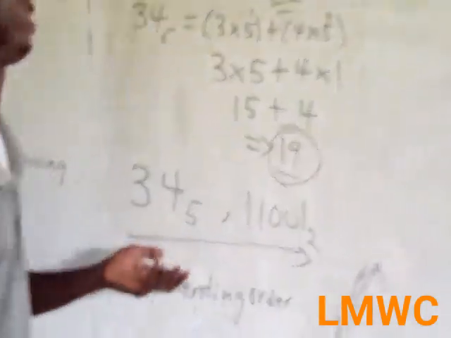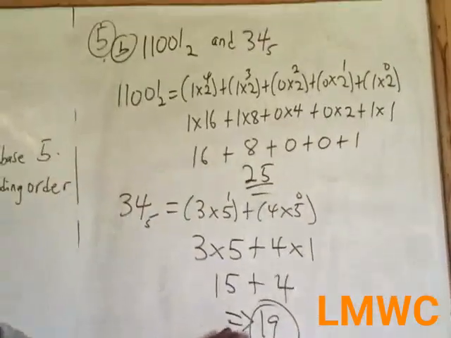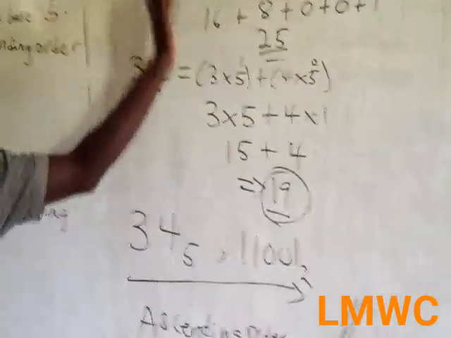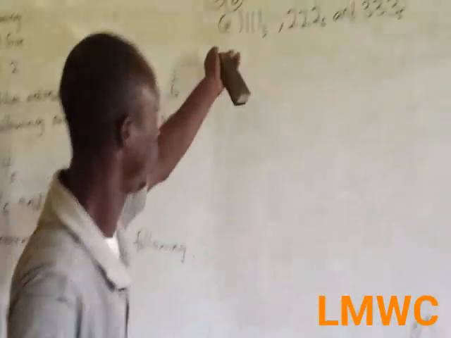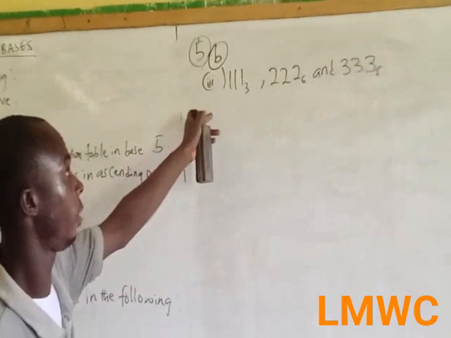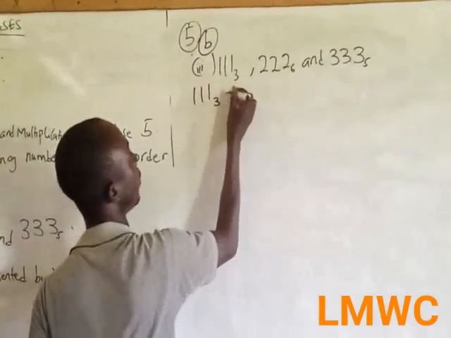Because once I converted all of them to base 10, I'm getting this as the least number and this as the highest number. So we are arranging this in ascending order. So you change all to base 10.